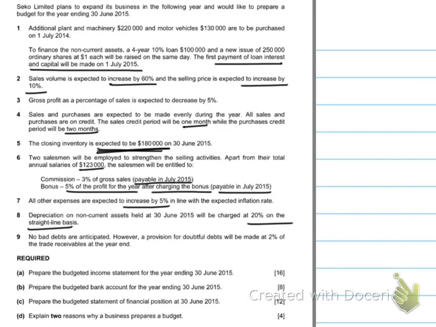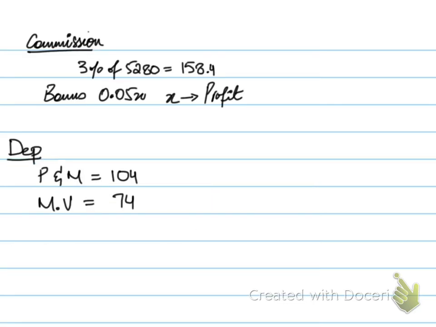The last adjustment is no bad debts are anticipated. A provision for doubtful debts will be made at 2% of the trade receivables at the year end. So the trade receivables at the year end were 440. I'll call this provision for doubtful debts. So 2% of 440 will give me 8.8. So we are done with all the adjustments.